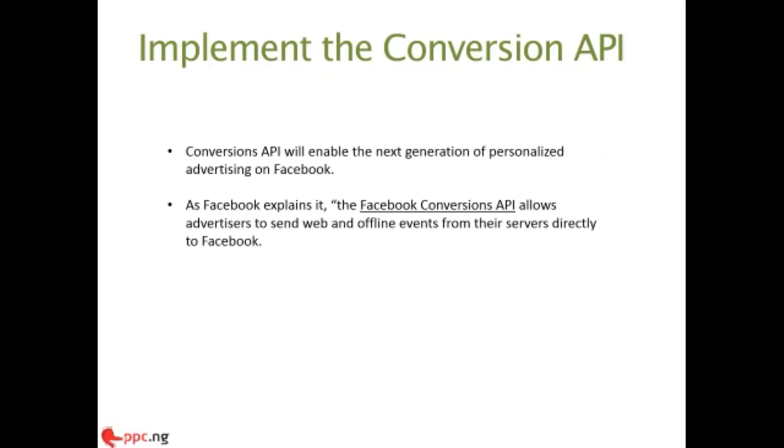Okay. So this is also how to implement the conversion API. The conversion API will enable the next generation of personalized advertising on Facebook. As Facebook explained it on their platform, the Facebook Conversion API allows advertisers to send web and offline events directly from their server to the Facebook Ads Manager. So in a way, because you are the first party to your data, you're able to share with Facebook certain parts of your event or your data.